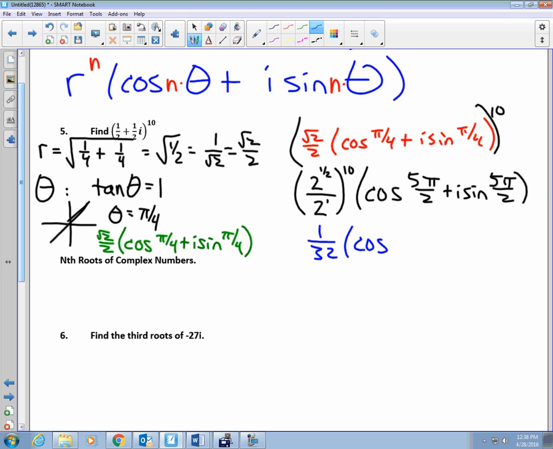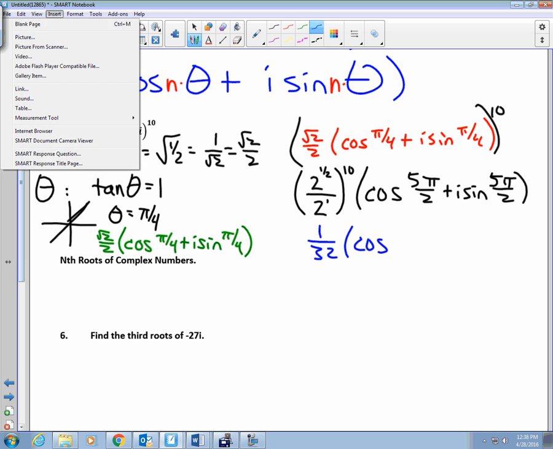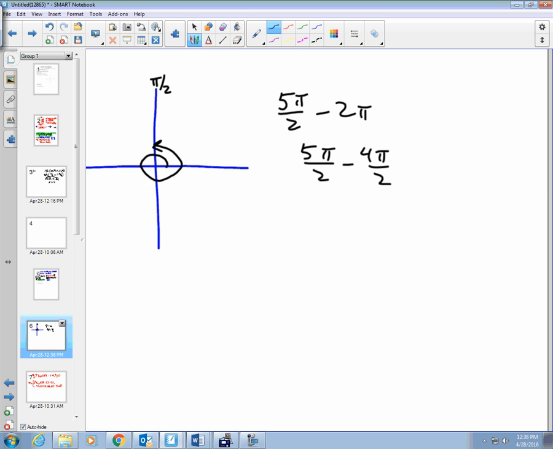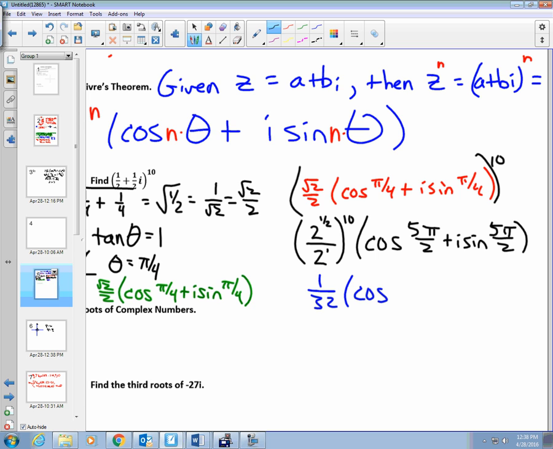Now, they won't let you leave it as 5 pi over 2. Does anybody know why? 5 pi over 2 is bigger than what? Think about it. 1 pi over 2, 2 pi over 2, 3 pi over 2, 4 pi over 2, 5 pi over 2. So 5 pi over 2 is coterminal, or in the same position, as what? Pi over 2. Now, if you didn't want to look at it graphically, you could just do this. 5 pi over 2 minus 2 pi, or 5 pi over 2 minus 4 pi over 2, is just 1 pi over 2. So instead of 5 pi over 2, they want 1 pi over 2.